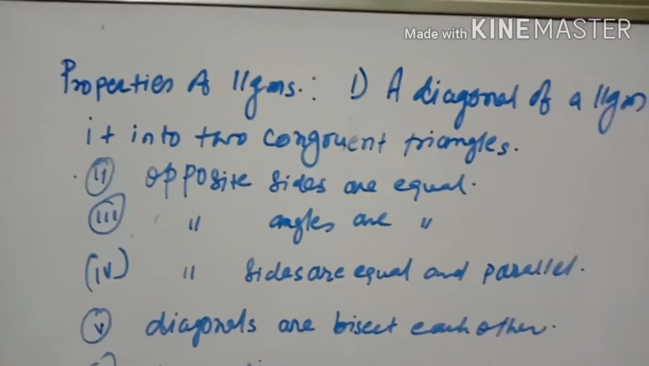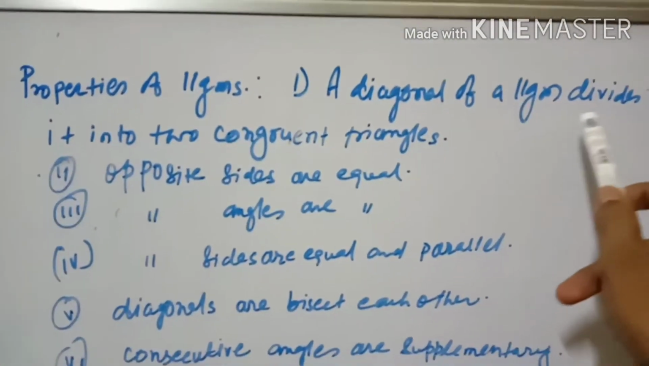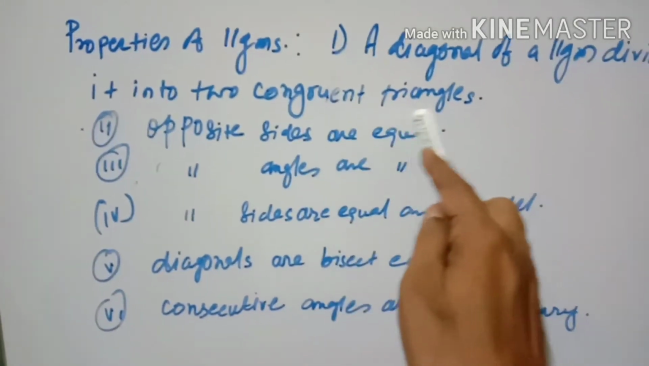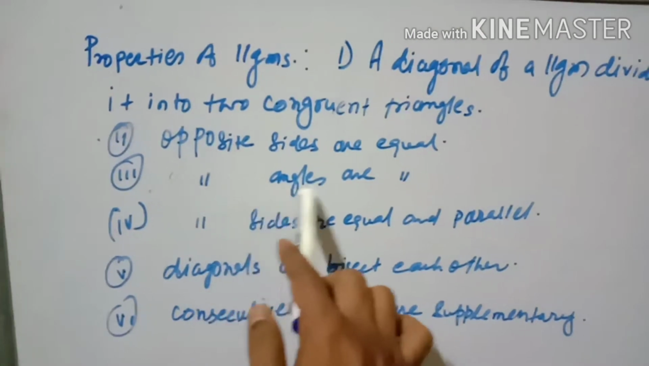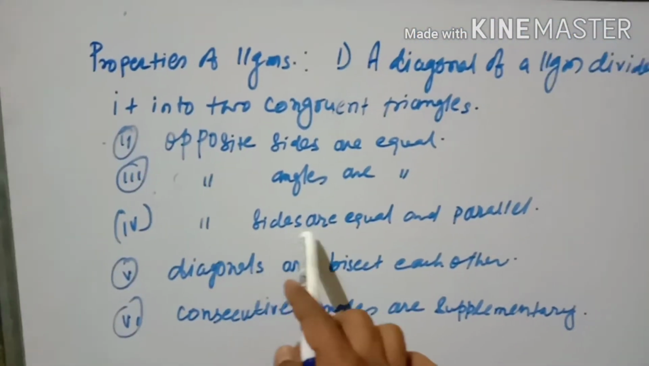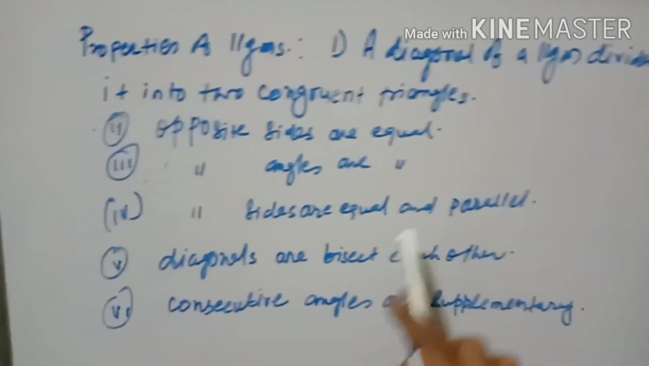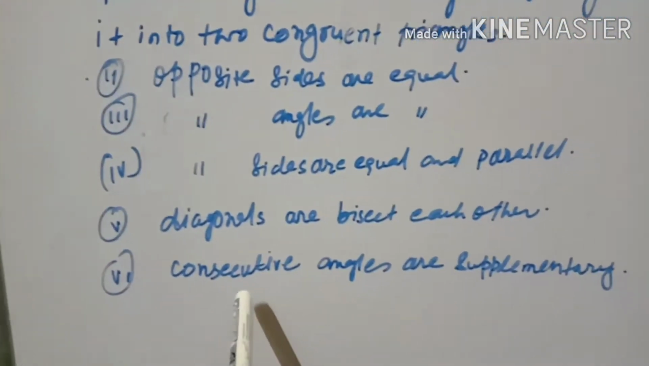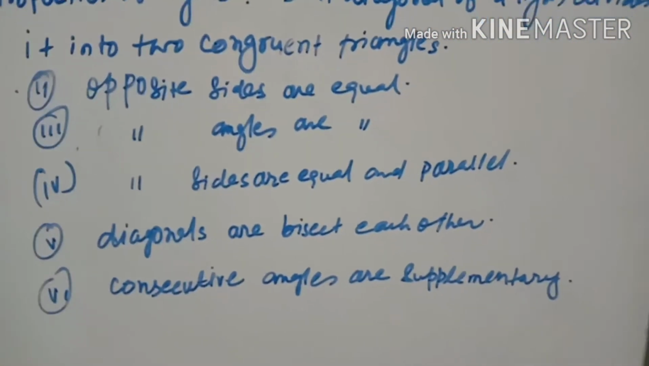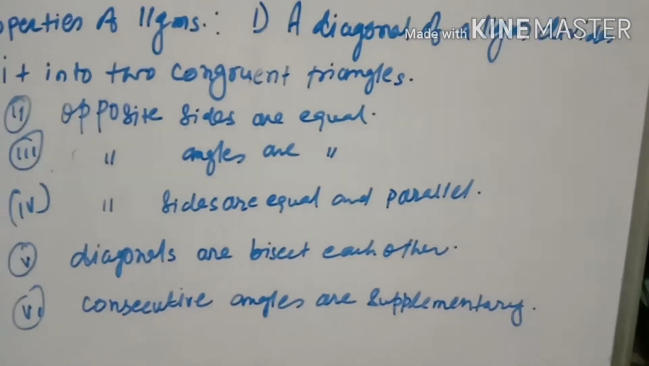Now properties of parallelograms. A diagonal of a parallelogram divides it into 2 congruent triangles. Opposite sides are equal, opposite angles are equal, opposite sides are equal and parallel, diagonals bisect each other, consecutive angles are supplementary. Please write down.